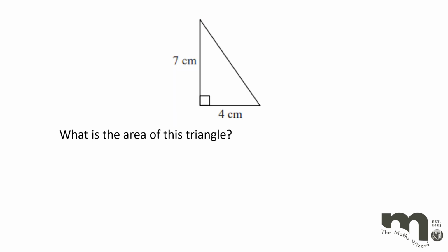Okay, let's have a look at this triangle then. First step, if we do 7 times 4, that will give you 28, and then we've got to divide that by 2. Remember, the area of a triangle is half base times height, or base times height divided by 2.